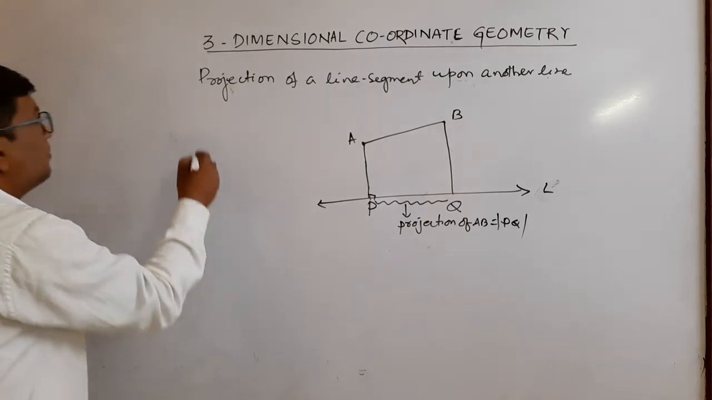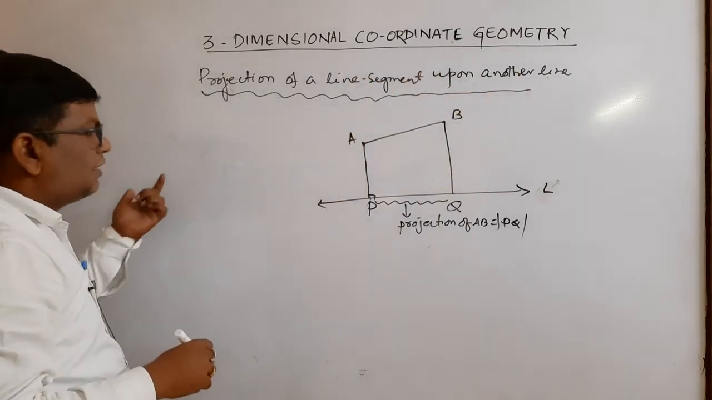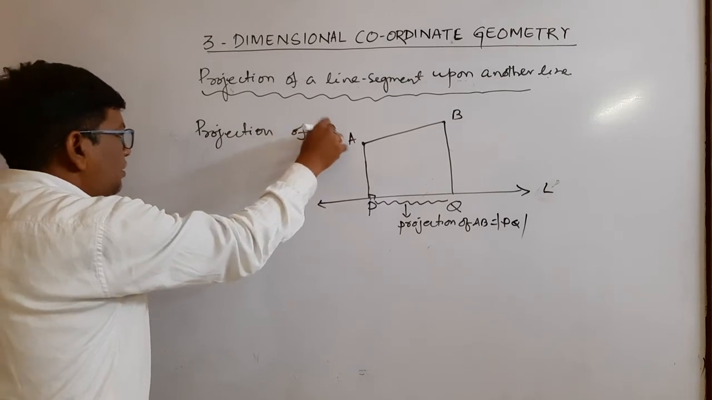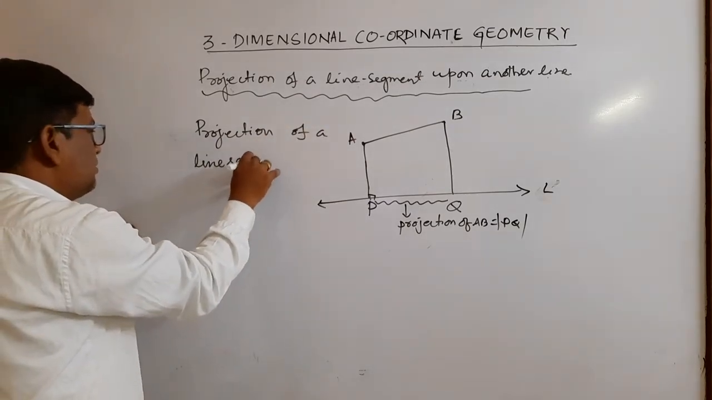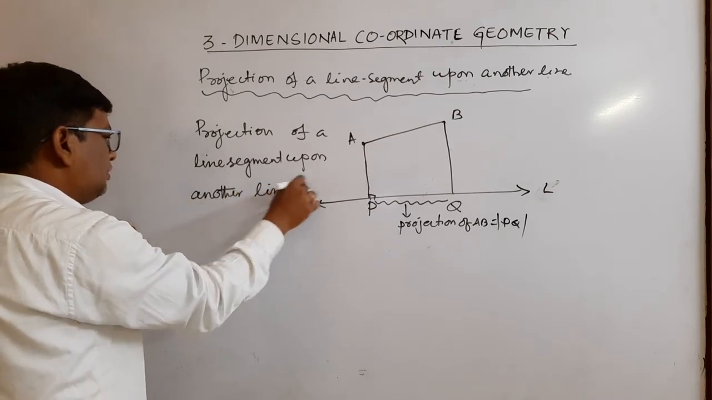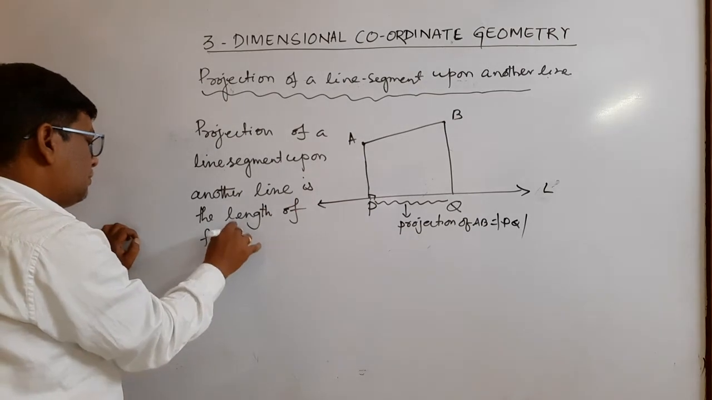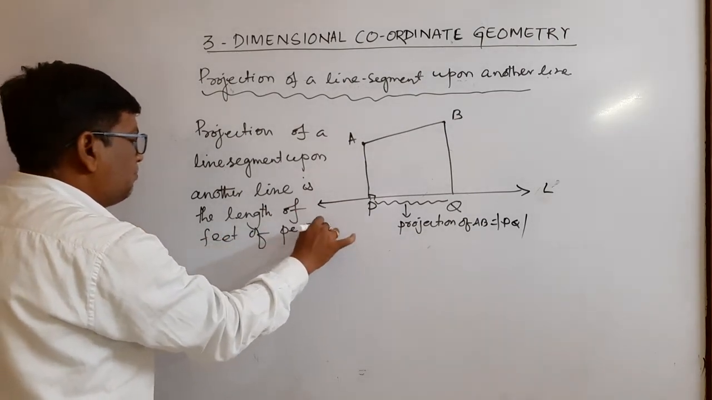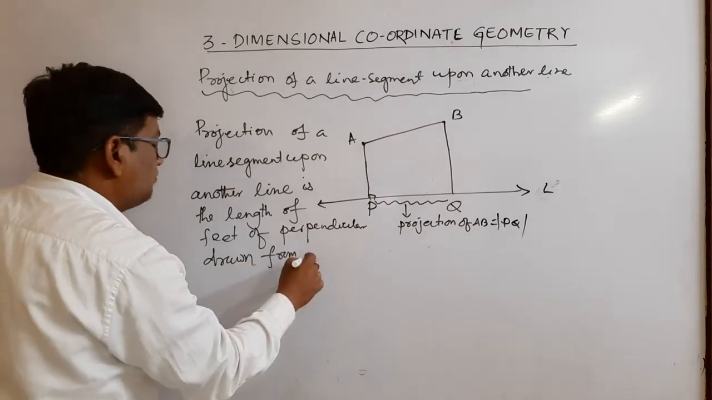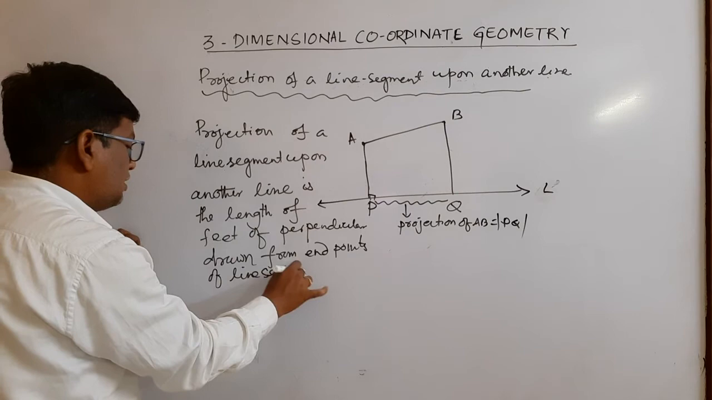So what is the definition of the projection of a line segment? The projection of a line segment upon another line is the length between the feet of the perpendiculars drawn from the endpoints of the line segment.